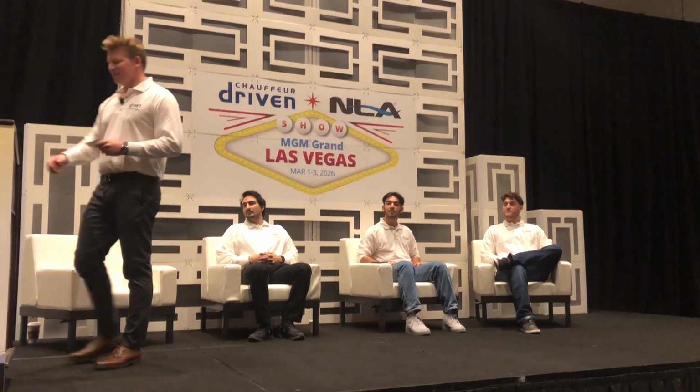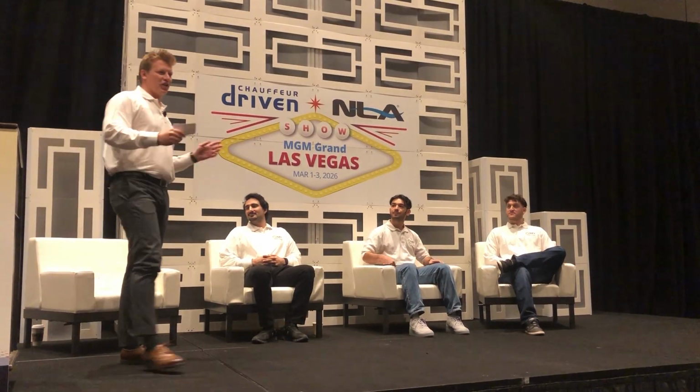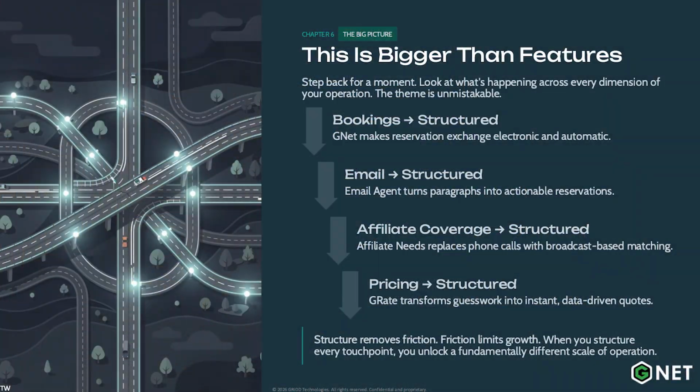All right, well, that was a big day. So we covered a lot of ground here today, right? We figured out that we can structure booking through the GNet API. That's something that pretty much everyone here already knew. Then we figured out that we can structure email through our email agent. We just forward the email and suddenly we have a structured reservation. Then we figured out that we can also start working with affiliate coverage. We have different tools for that. We have obviously Connect, and then we have affiliate needs. And finally, we're looking at the structure around pricing.